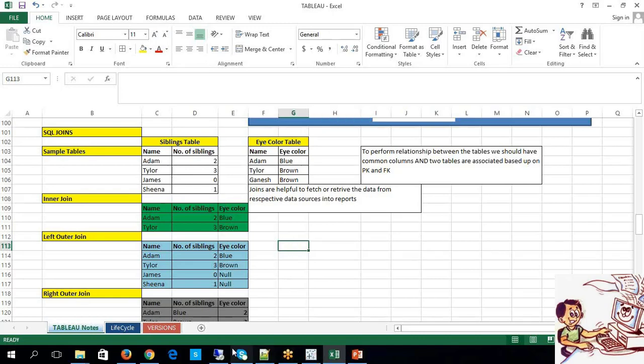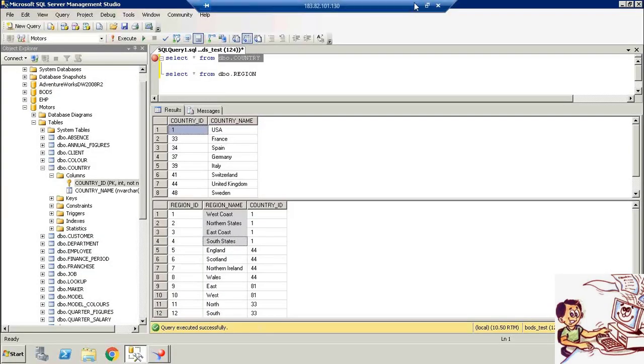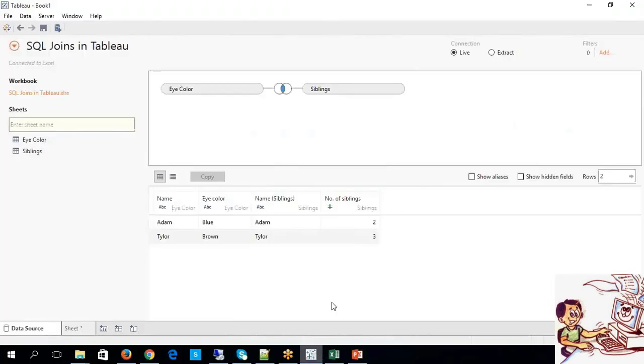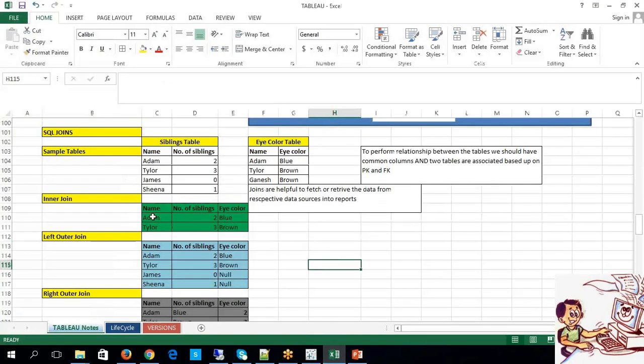Of course, over here in your Tableau desktop, I might have taken number of siblings from the eye color table also. So that is the reason. But in fact, here we go. This is the output. Guys, are we clear with this?